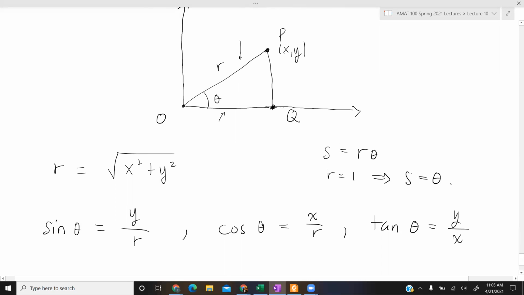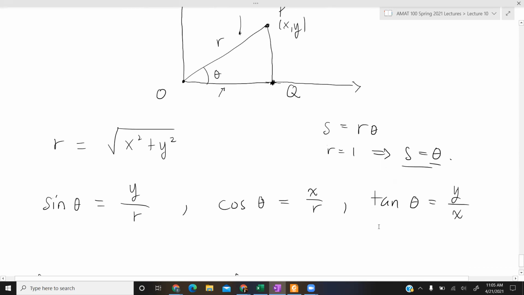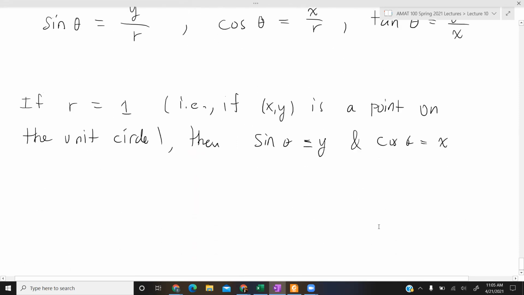So when you're on the unit circle, rotating by a certain angle corresponds to just traveling along the unit circle some distance. And that will, of course, determine the point in the xy plane. And then when r is equal to 1, the denominators here and here just vanish. So you get sine theta is equal to y.